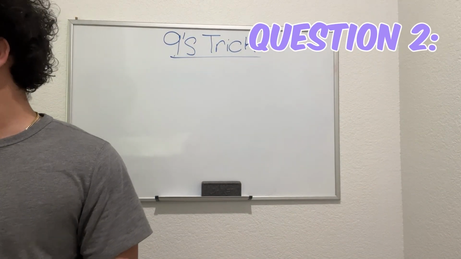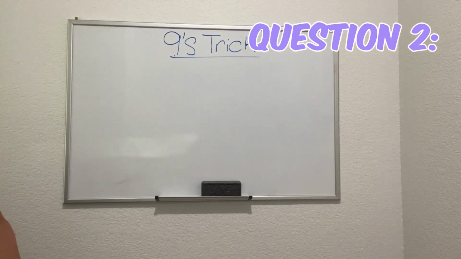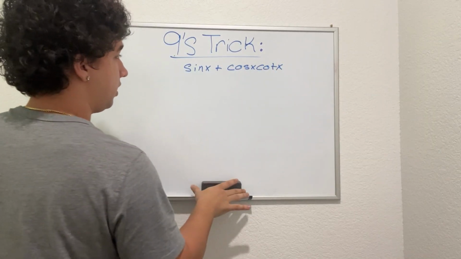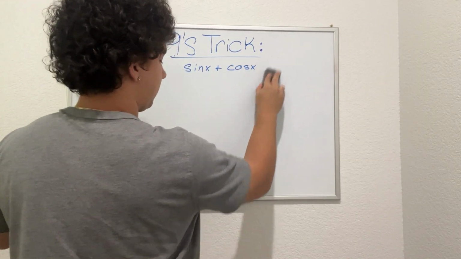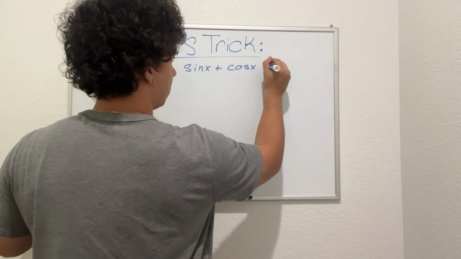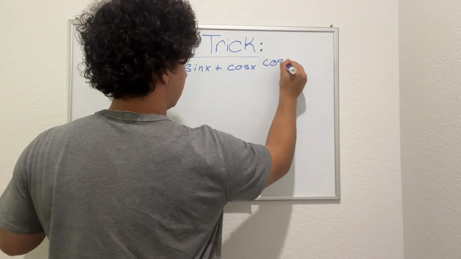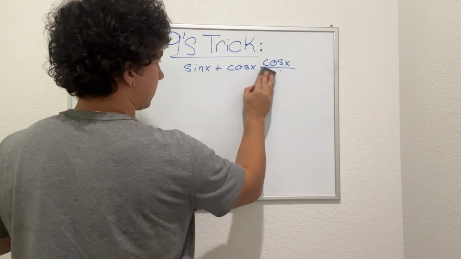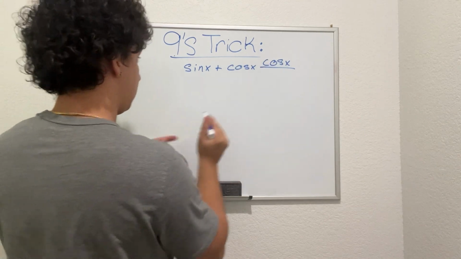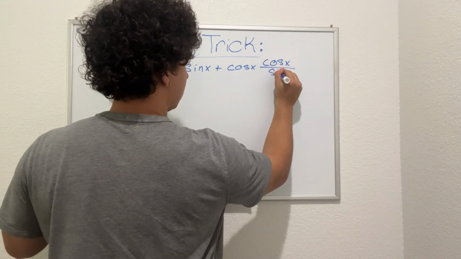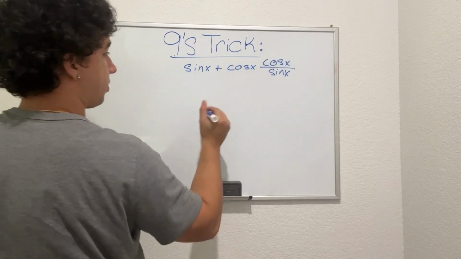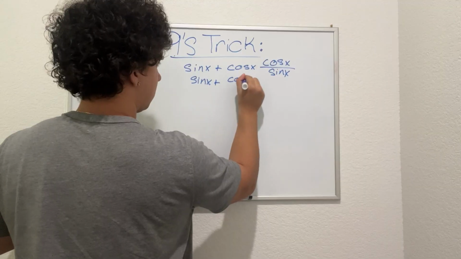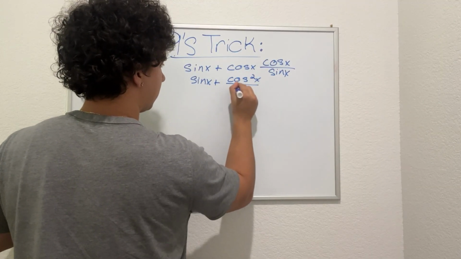All right, next question is sine x plus cosine x cotangent x. So same thing as last time here. I'm seeing sine, I'm seeing cosine, I'm seeing cotangent. Let me just rewrite this as cosine x over tangent x. Oh, whoa, tripping. Over sine x. From here, just multiply out. So I'm going to get sine x plus cosine squared x over sine x.